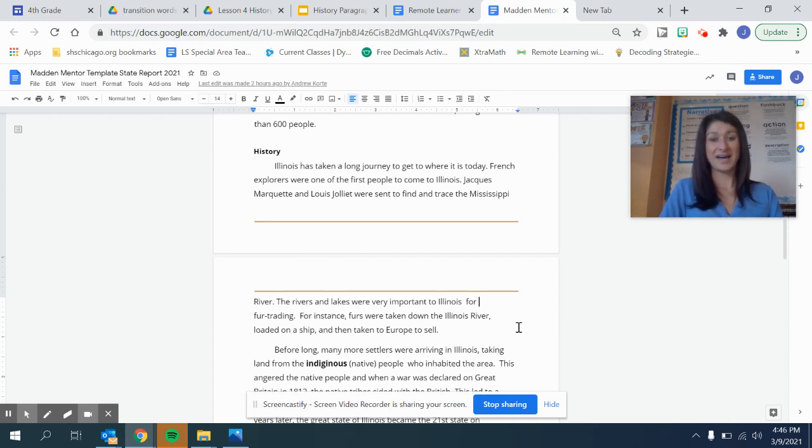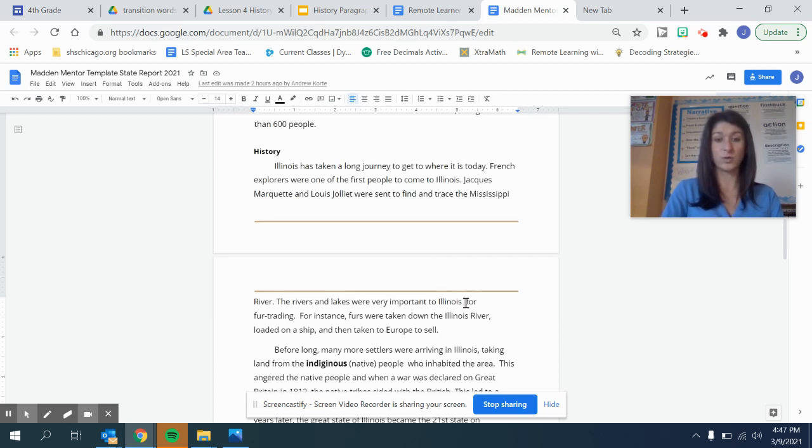Illinois has taken a long journey to get where it is today. French explorers were one of the first people to come to Illinois. Jacques Marquette and Louis Joliet were sent to find and trace the Mississippi River. The rivers and lakes were very important to Illinois for fur trading. For instance, furs were taken down the Illinois River, loaded on a ship, and then taken to Europe to sell.